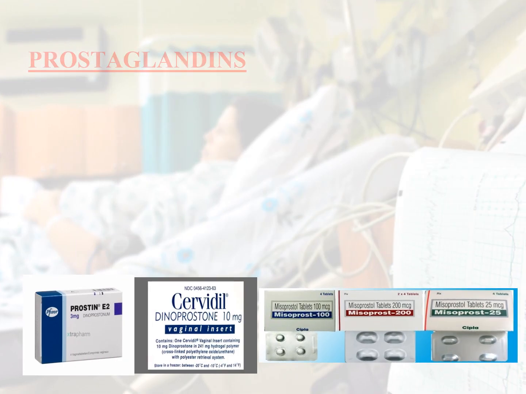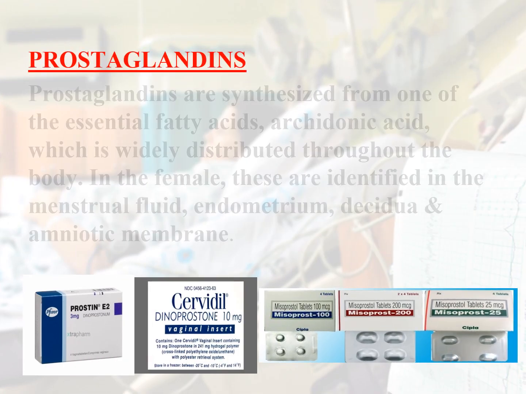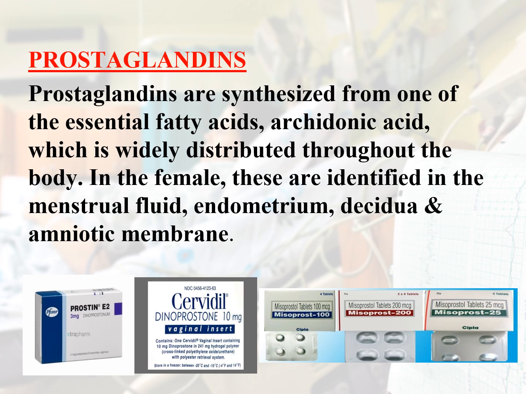The next drug which is under the oxytocics are the prostaglandins. Prostaglandins are synthesized from one of the essential fatty acids, arachidonic acid, which is widely distributed throughout the body. In the female, these are identified in the menstrual fluid, endometrium, decidua, and amniotic membrane.